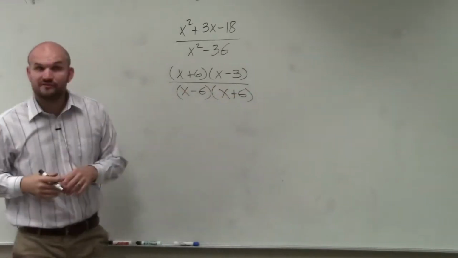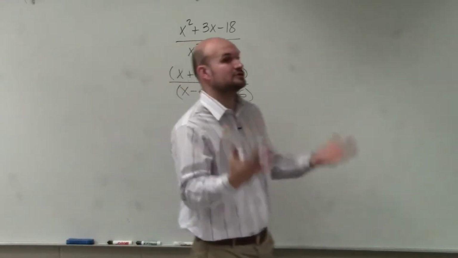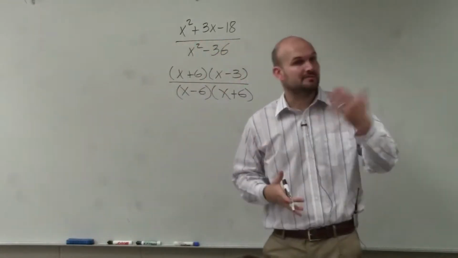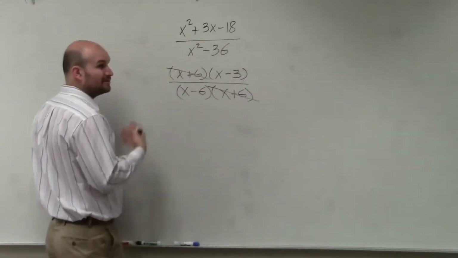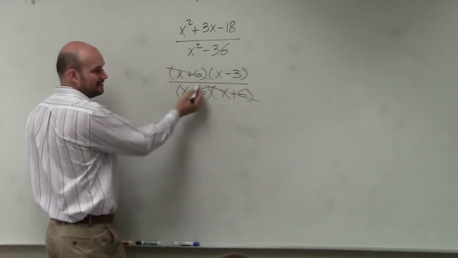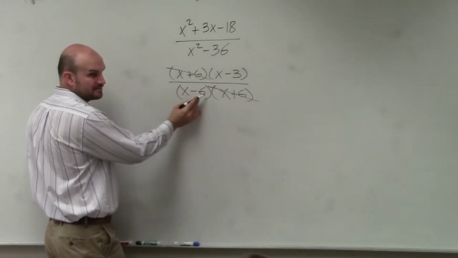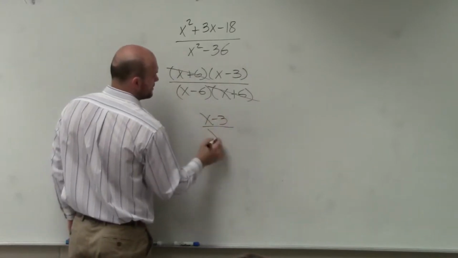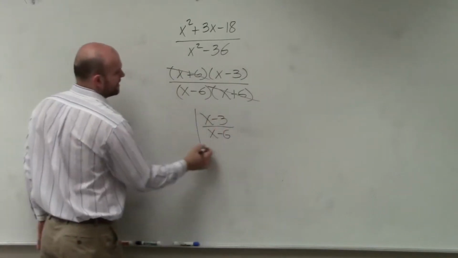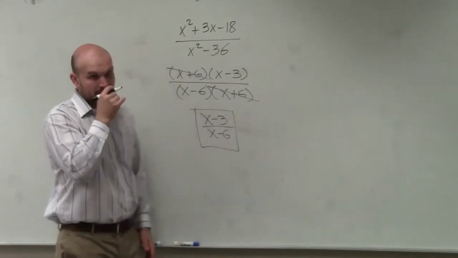Then we can apply the division property whenever we have a number or a term or an expression that's exactly the same in the numerator and the denominator. It divides to 1. Remember, they have to be exactly the same. You can't divide x plus 6 and x minus 6. They have to be exactly the same. So therefore, your final simplified answer is x minus 3 divided by x minus 6. Right?